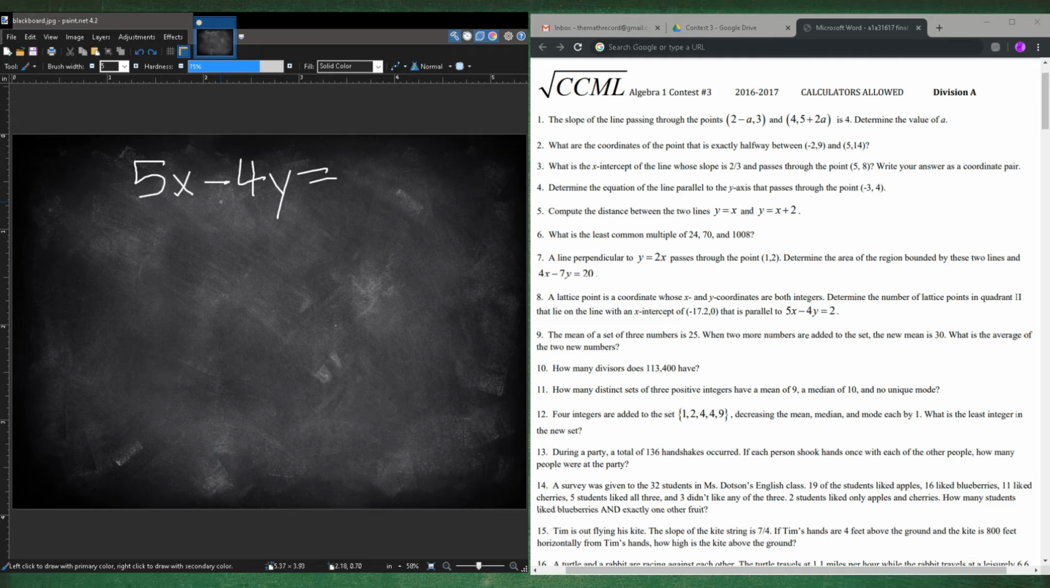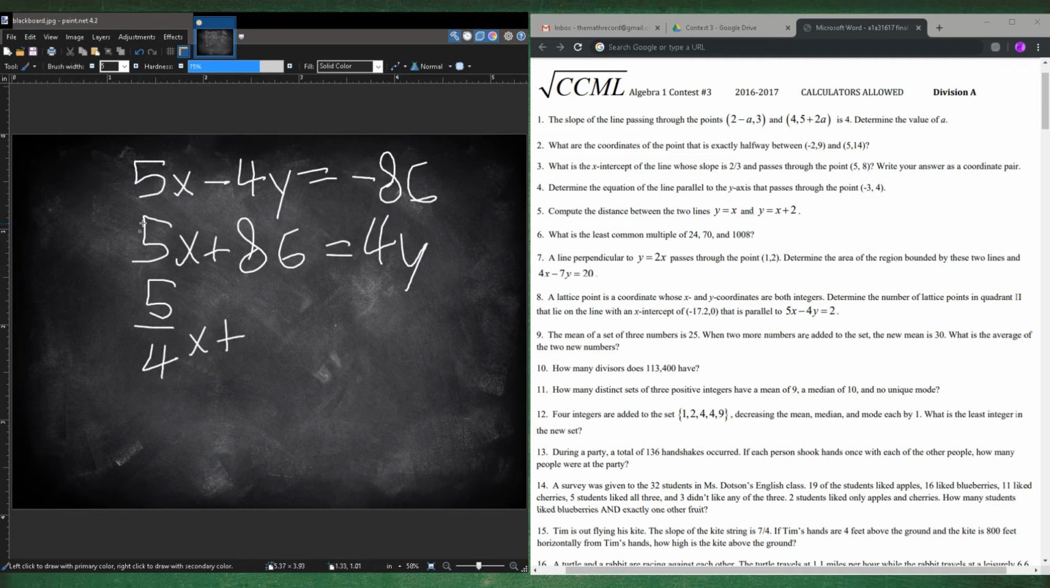So 5 times -17.2 is -86. You write -86 because y is going to be 0, so it just cancels out. Determine the number of lattice points in quadrant 2 that lie on this line. Let's get this in the right form. Add 4y to the other side and then add this here, so you have 5x plus 86 is equal to 4y. So you have 5/4 x plus 86/4 is equal to y.